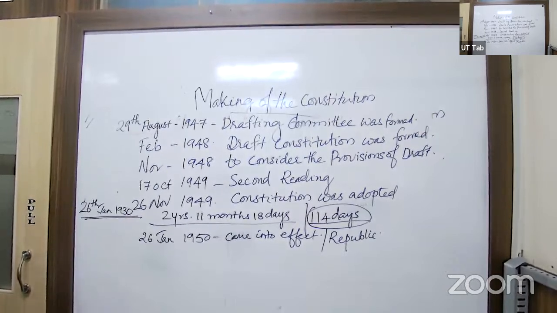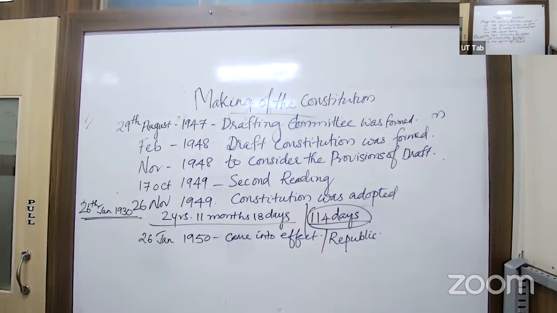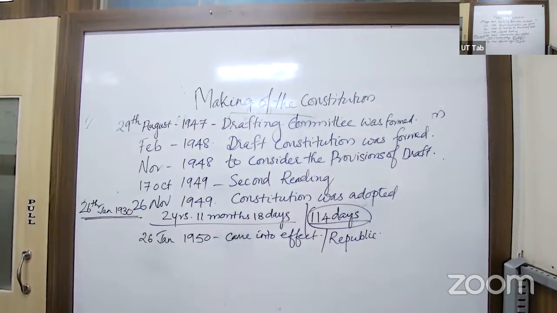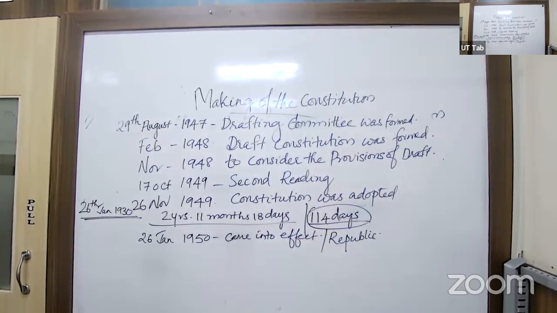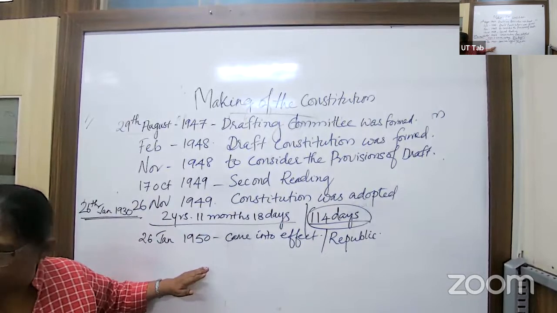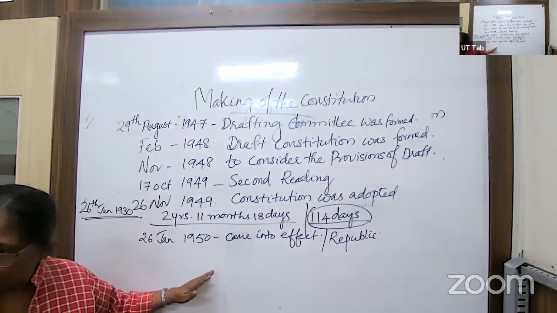I will give you the definitions, because in the preamble I have to define all the words. Republic Day is when we decided to accept that constitution, on 26th January 1950. Clear? Doubt is clear, no?